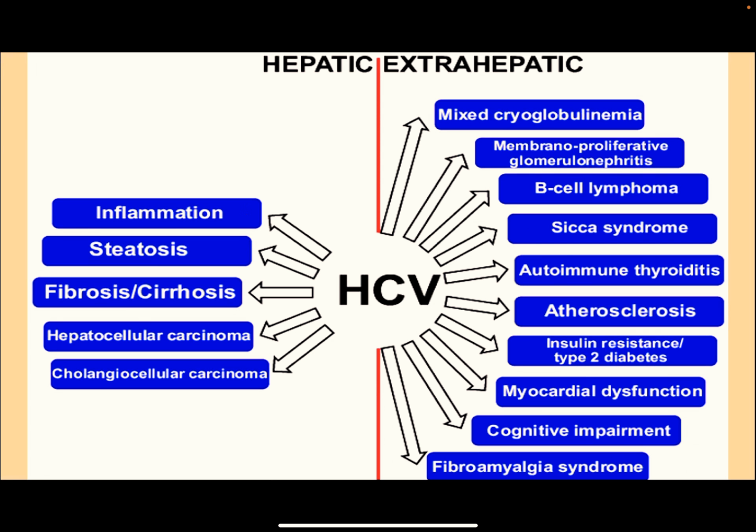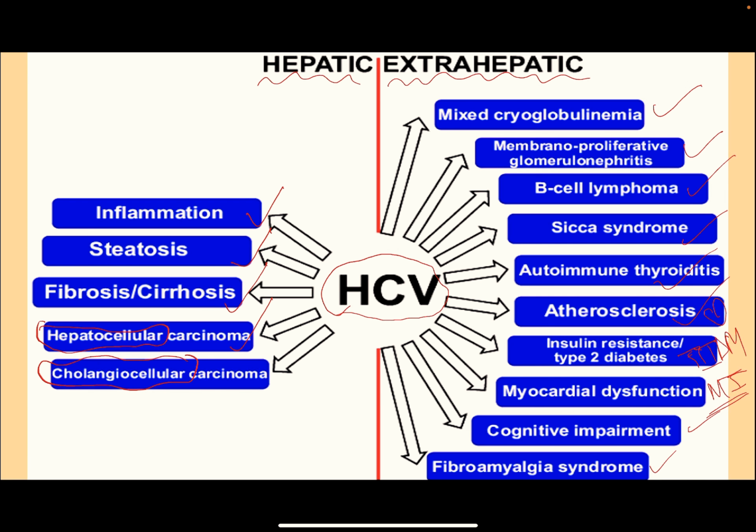So in your hepatic manifestations, you can see inflammation of the liver, fatty liver, fibrosis, cancer in the liver, and also cholangiocellular carcinoma in the bile ducts. Here you have mixed cryoglobulinemia, membranoproliferative glomerulonephritis, lymphoma, Sjogren's syndrome, autoimmune thyroiditis, and atherosclerosis, which can cause heart disease later in life, type 2 diabetes mellitus. Then you have myocardial dysfunction, which can cause MI. Cognitive impairment is there, fibromyalgia syndrome is there. So you can see that it has even more extrahepatic manifestations than hepatic. So HCV is a pretty dangerous virus.